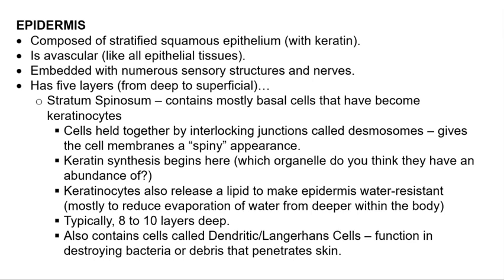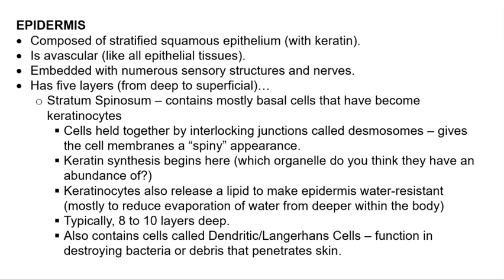The next stratum is the stratum spinosum, which contains mostly basal cells that have become keratinocytes or are becoming keratinocytes and are being pushed superficially. These cells in this stratum are held together by interlocking junctions called desmosomes, which gives the cell membranes a spiny appearance under the microscope.